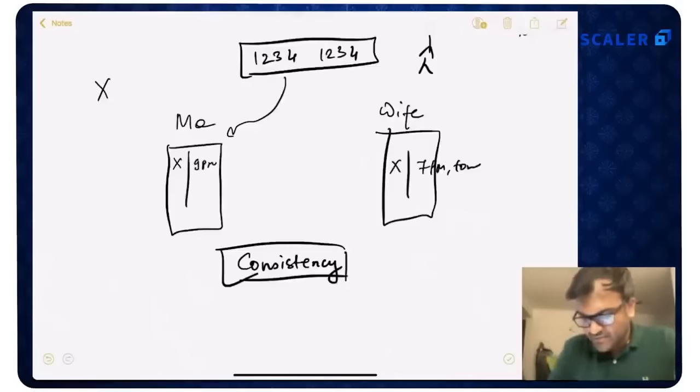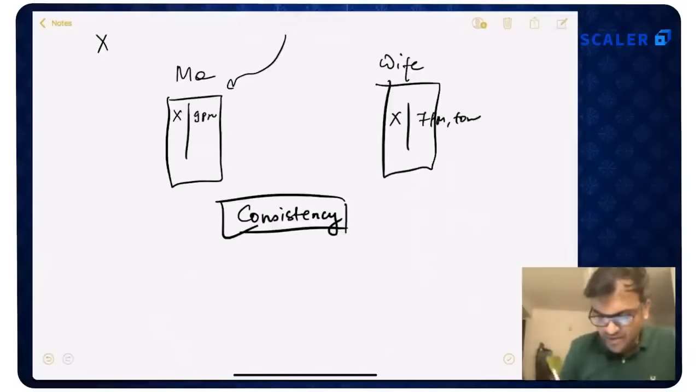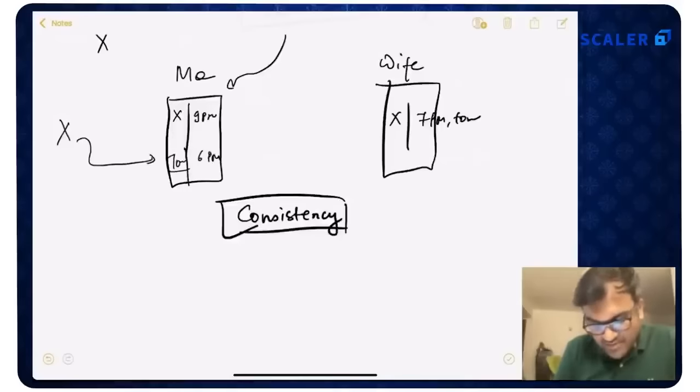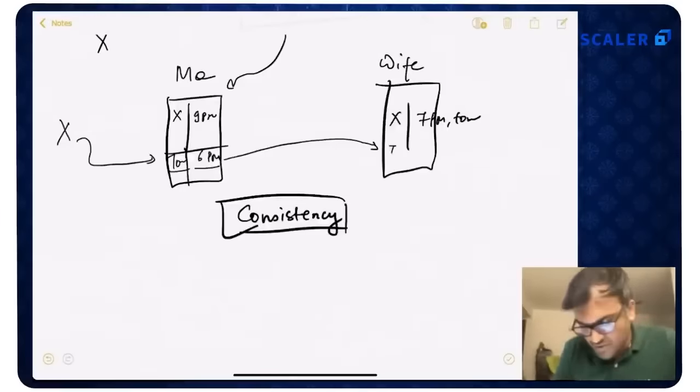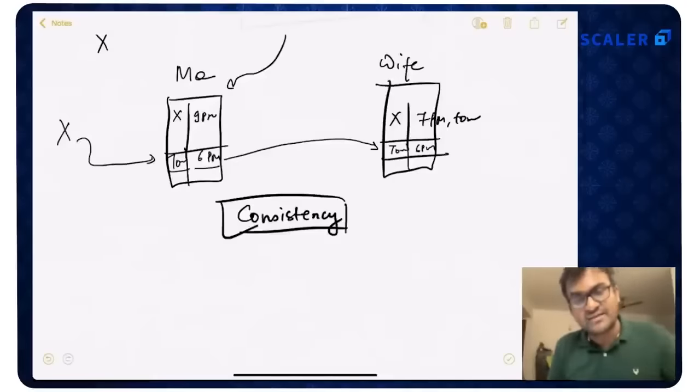I say, hey, look, here is what we could do. When X calls me to say that, please note down that I have a flight tomorrow at, imagine, 6 p.m., I'll note it down in my diary. I'll also tell my wife to note down this entry, that tomorrow 6 p.m. flight. And only when both of us have written the entry in our own diaries, then I return success. Then I tell Mr. X, I have noted down your entry.